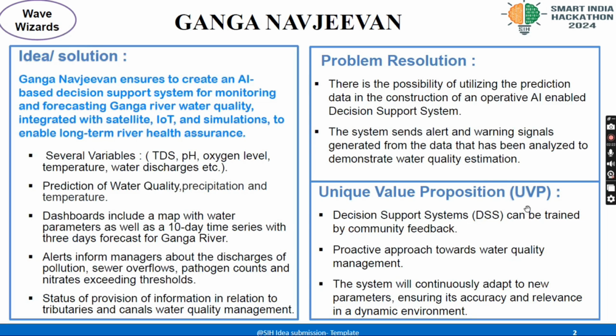Coming to the unique value proposition, the UVP of our problem. Based on community feedback, our DSS will be trained. Community feedback is used for cross-validating and further updating. The decision support system can be trained by community feedback as well, giving a proactive approach toward water quality management.